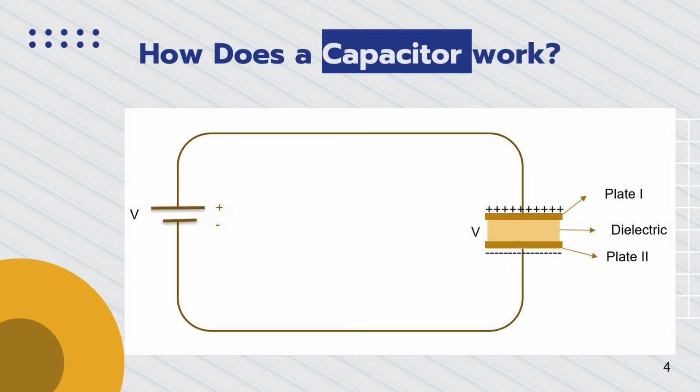However, because of the dielectric between the plates, the electrons won't be able to pass through the capacitor, so they will start accumulating on the plate. After a while, the battery will not be able to push electrons to enter the plate because of the repulsion of those electrons, which are already there.